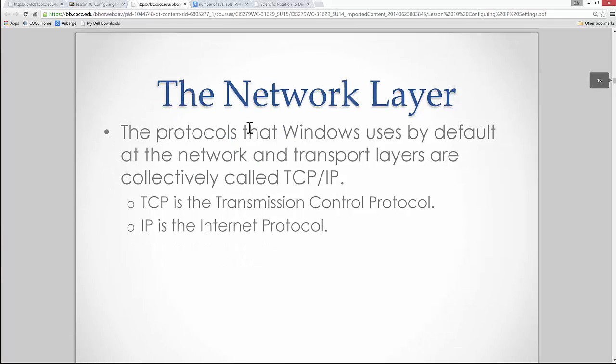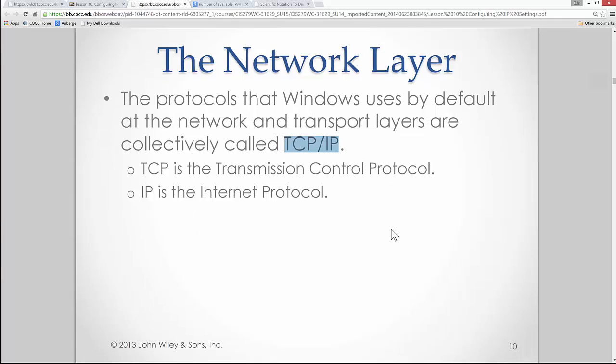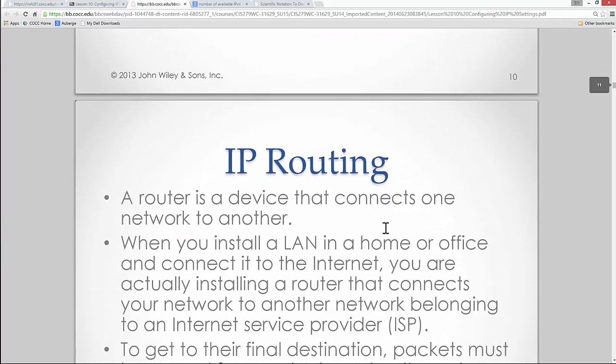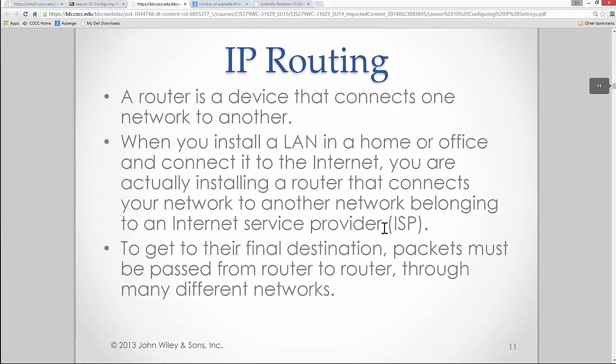The network layer protocol Windows uses by default, at the network and transport layers, is collectively called TCP/IP. Why does Microsoft use this? Because this is the worldwide standard: Transmission Control Protocol, Internet Protocol. So we can send all those packets, not only routing them through our local area network, but out to the internet, to computers located throughout the world.